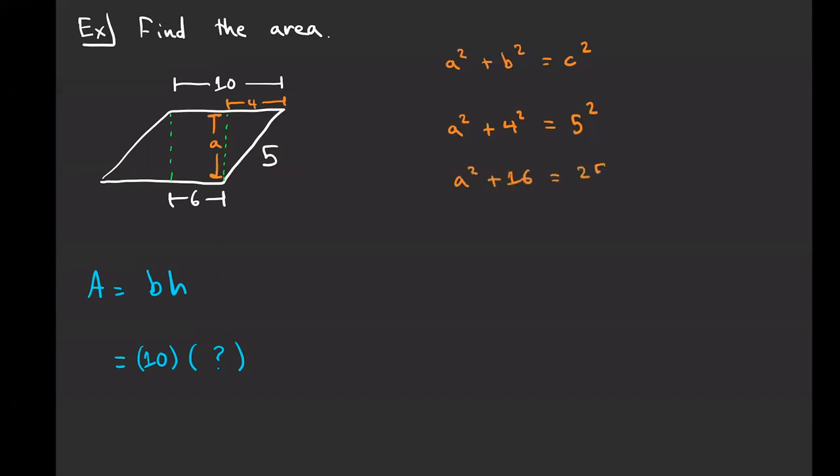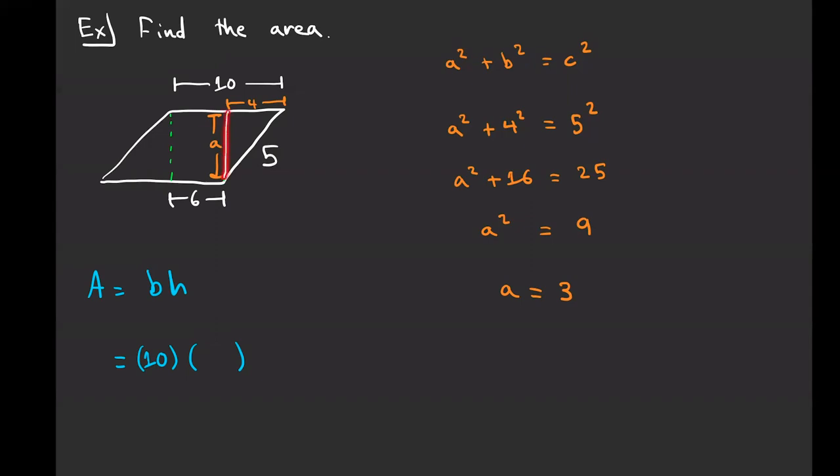4 squared is 16, 5 squared is 25. Subtract 16, we get a squared equals 9. So then when we square root both sides, we're going to get a is equal to 3. And so that tells us that this value of a is equal to 3. And in fact, that's our height right there. That's the height that we're looking for.